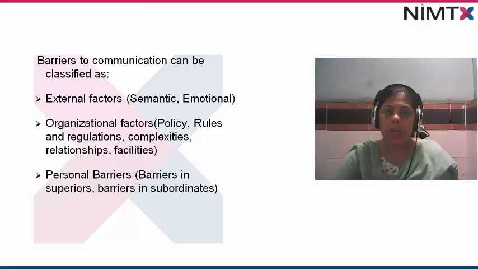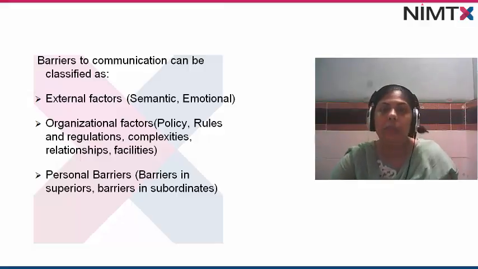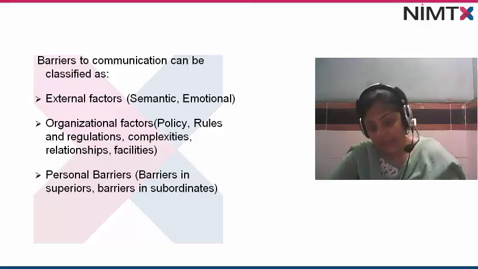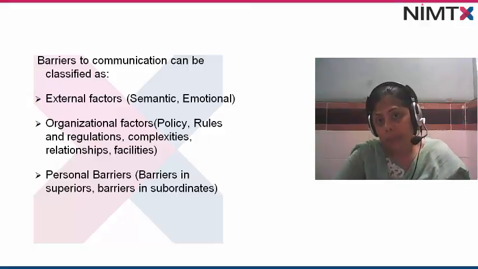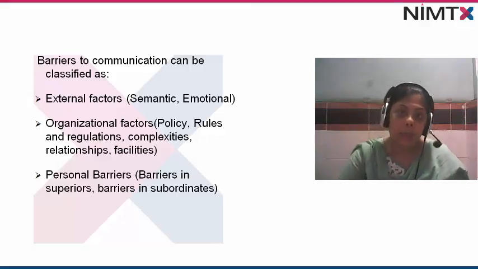Now, for example, I have to send an email to the CEO of the organization, and he's waiting for my reply. I start typing the email, and there goes the internet connection. So what happens? I am unable to communicate with him, and this may give him a wrong impression. So these are the organizational factors that may impede communication.